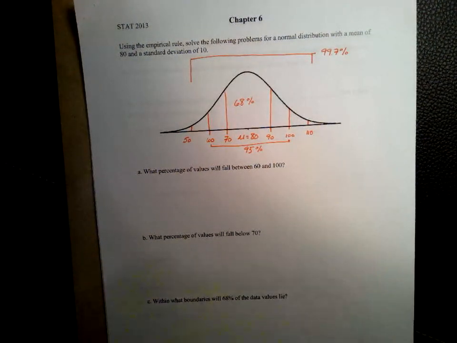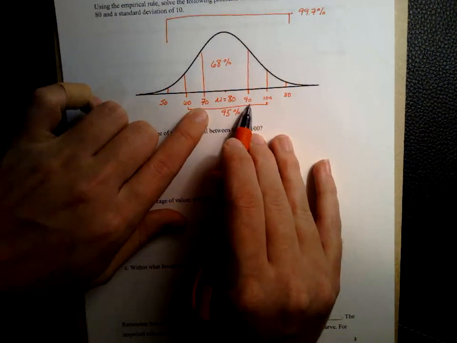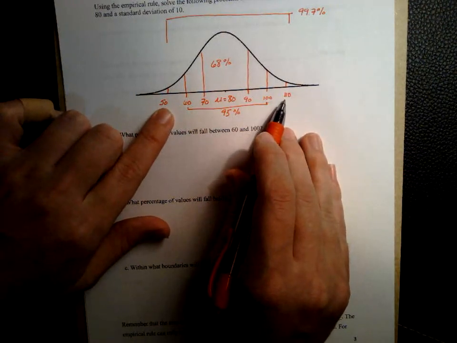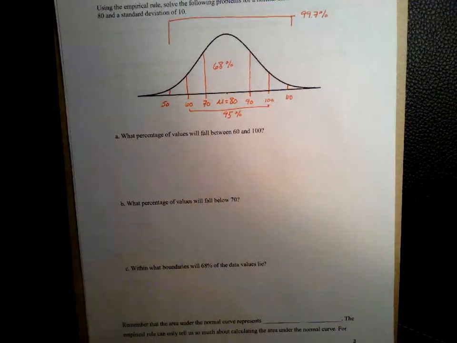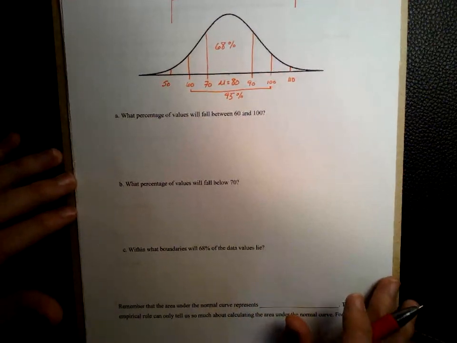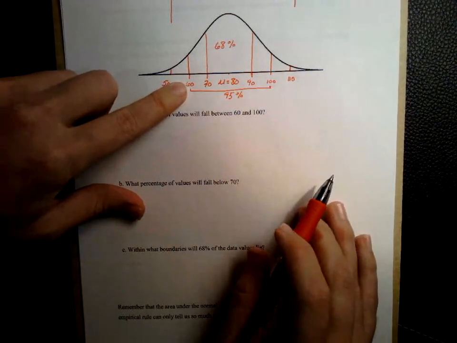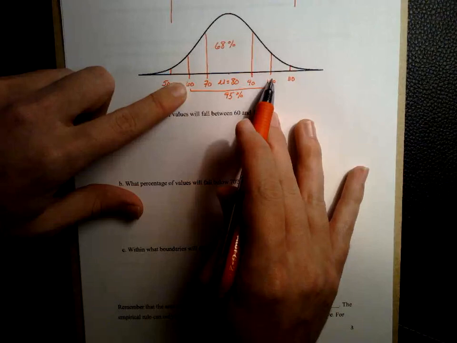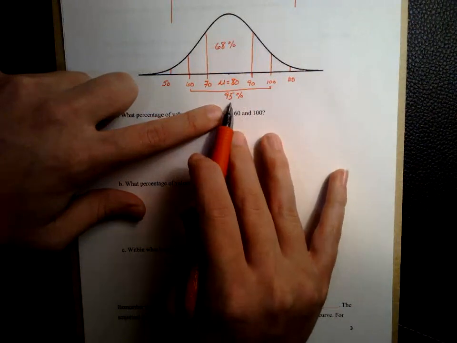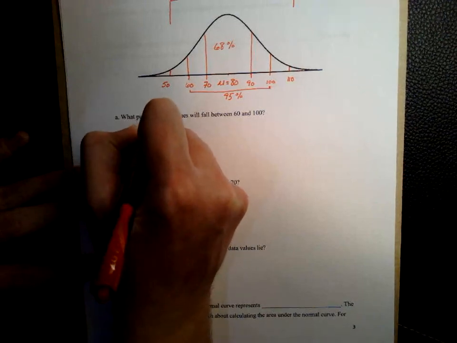So that's just using the idea on the previous page of going out mu minus sigma to mu plus sigma, mu minus 2 sigma to mu plus 2 sigma, and mu minus 3 sigma to mu plus 3 sigma. Now let's use these numbers here to get an idea of how to do these problems. What percentage of values fall between 60 and 100? So here we have 60 and 100. This is actually just 2 standard deviations away from the mean. So by the empirical rule, we have that 95% of the data is within there. So 95% is the answer to the first part.